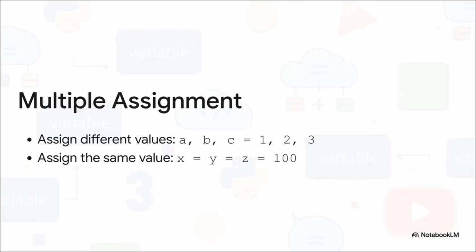Instead of making your boxes one by one, you can do it all at once. You can assign different values to different variables in a single line, or you can take one value and assign it to a whole bunch of variables at the same time. It's a real time saver.